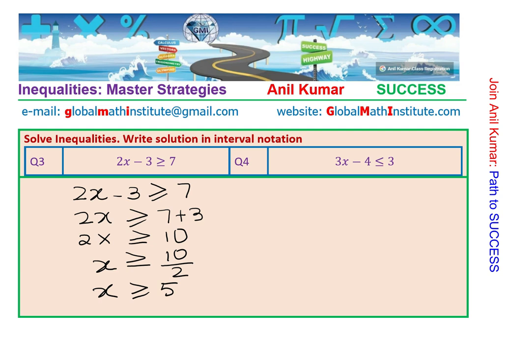Now we have the solution here, which is x is greater than or equal to 5. How do we write it in interval notation? In interval notation, we have to include 5. So this is the beginning, 5.